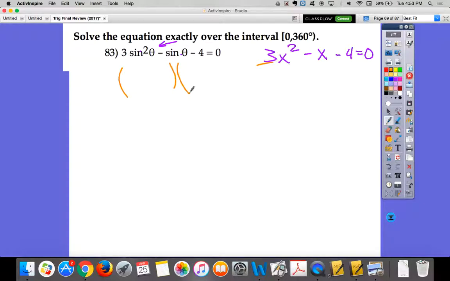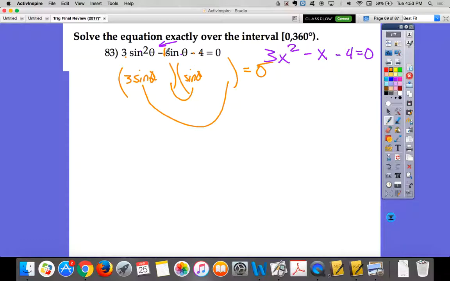But I'm going to do the monkey face. So I need two numbers that multiply to 3. 3 and 1. Okay, so the sine theta just works like my x. Don't freak out. Now I need two numbers that multiply to 4. And I've got to position them so that my middle terms will subtract to 1.